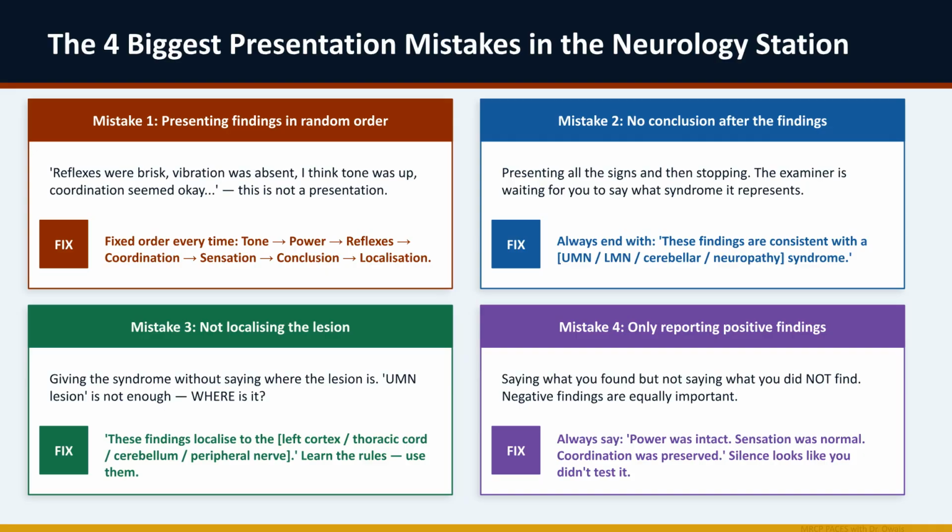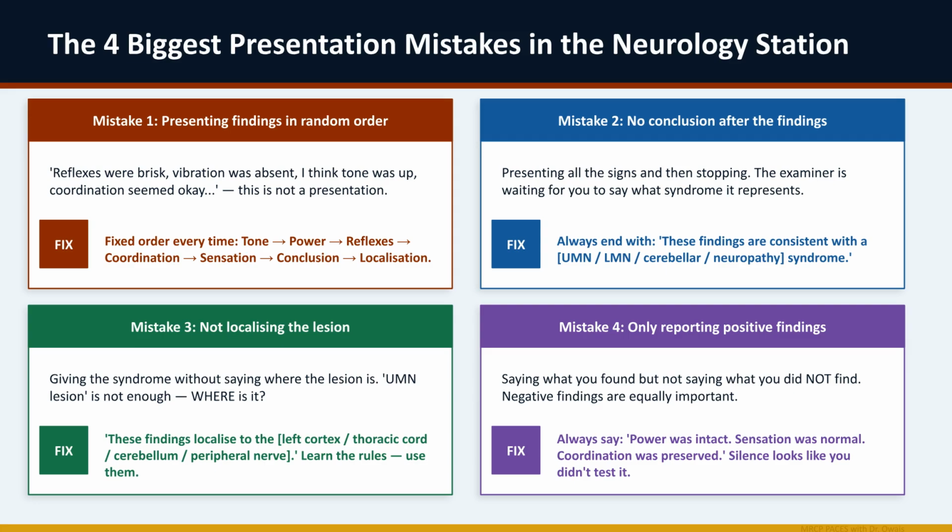Mistake 1. Presenting findings in random order. The reflexes were brisk. I couldn't feel vibration. The tone was a bit stiff. I think there was some weakness, and coordination seemed okay. That is not a presentation. That is a list. Go in order. Tone, power, reflexes, coordination, sensation. Always.